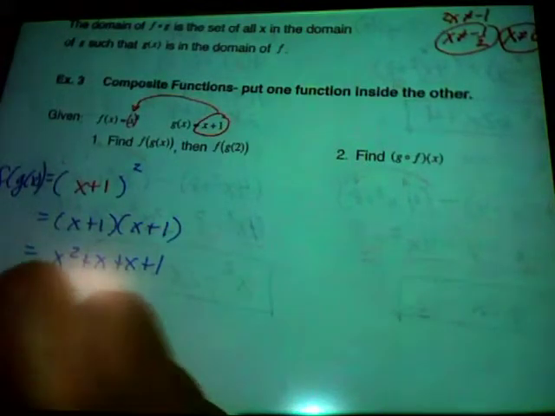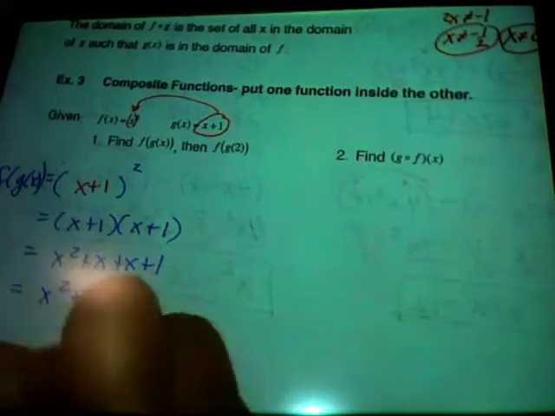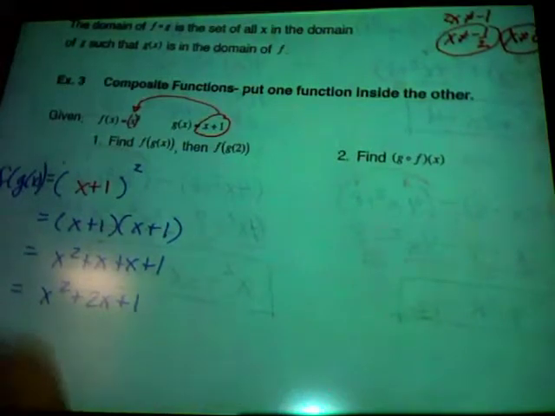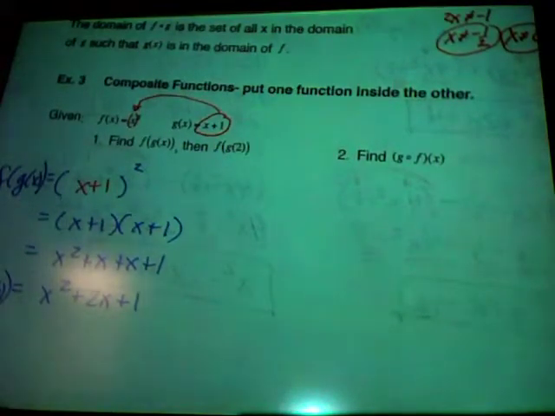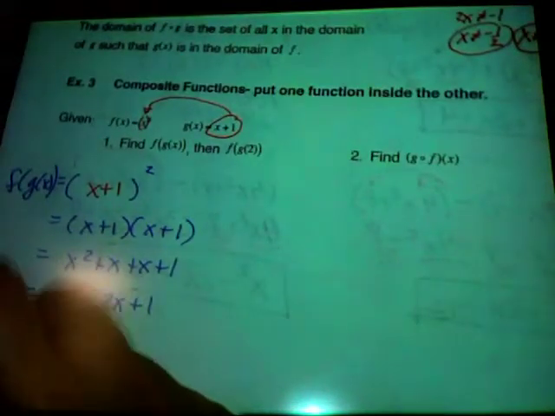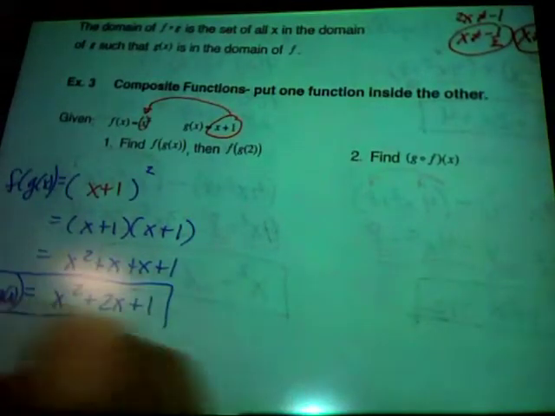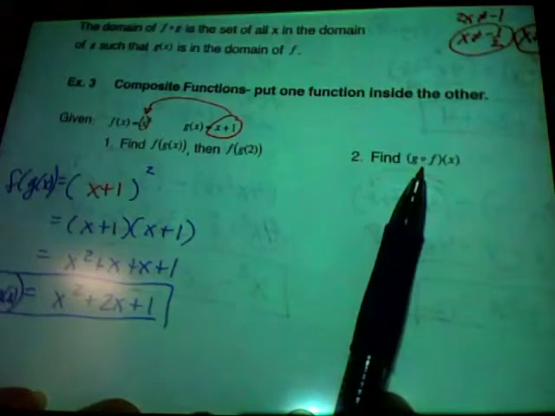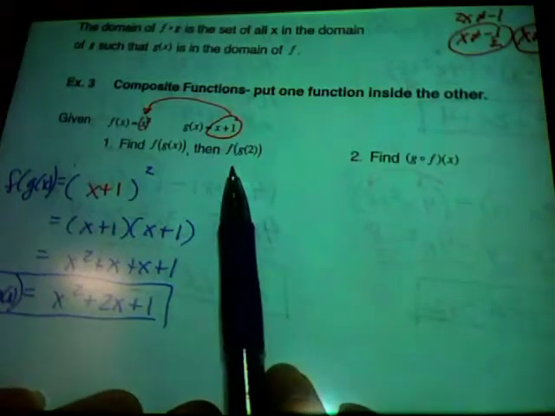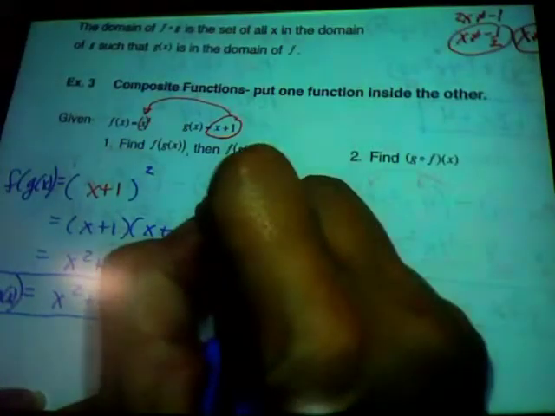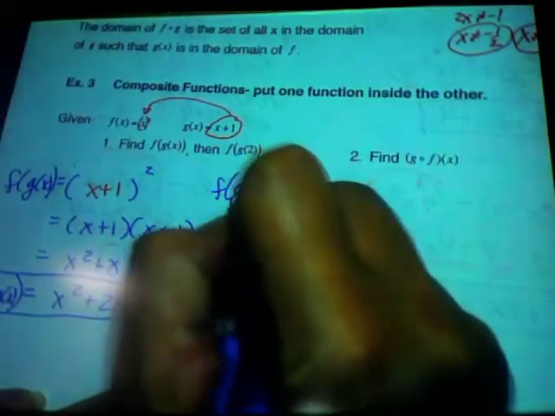And so you do get x squared plus 2x plus 1. That is your f of g of x. So now that I have my f of g of x, they want you to find g of f of x. Oh wait, we haven't found this one yet, have we? No. So let's find f of g of 2.